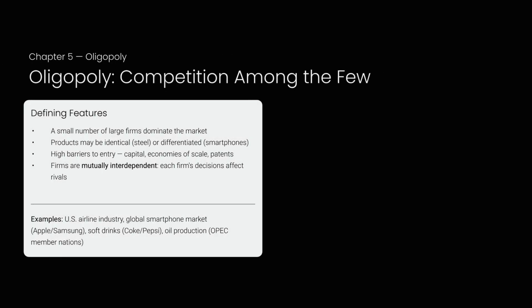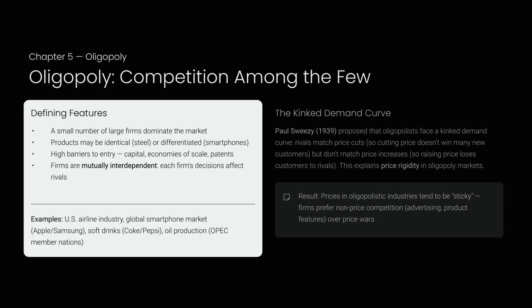An oligopoly is dominated by a few large firms whose products can be identical or differentiated. The key feature is mutual interdependence. The kinked demand curve model suggests oligopolists prefer non-price competition over price wars, leading to price rigidity.